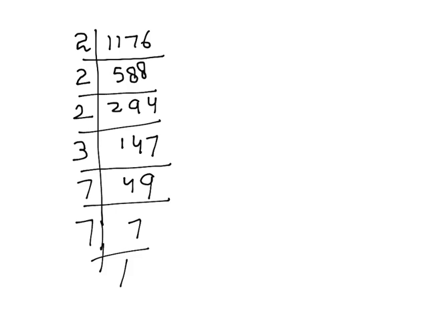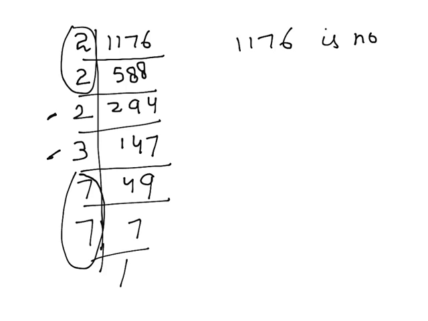So let's make the pairs now. Here we get a pair of 2, and here we get a pair of 7. But we are left with one 2 and one 3 that cannot be paired. So it means 1176 is not a perfect square. This is the way we check whether the given number is a perfect square or not, which is the prime factorization method.